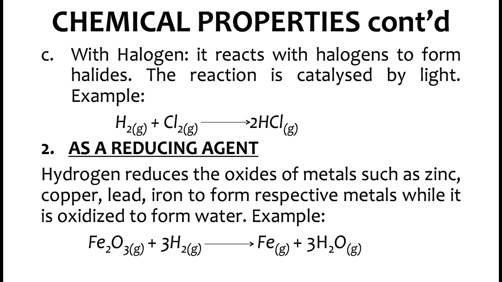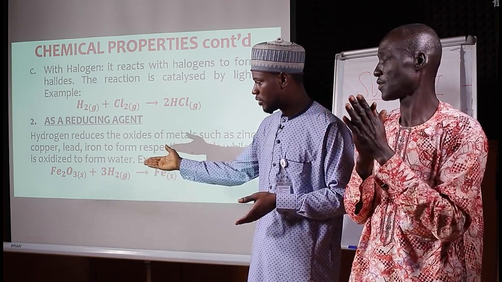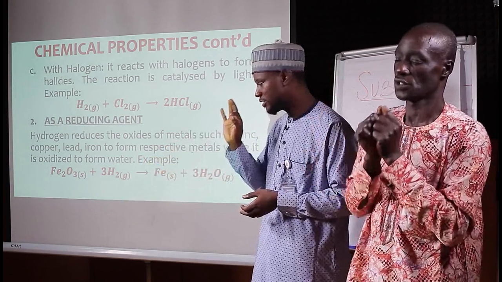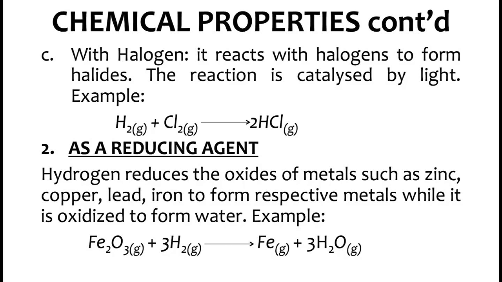The second form of reaction is that it reacts as a reducing agent. We said hydrogen reduces the oxide of metals such as zinc, copper, lead, iron to form respective metals, while it is oxidized to form water. An example is given. Iron(III) oxide reacts with 3 molecules of hydrogen to give you iron solid and then 3 moles of water. This is acting as a reducing agent.